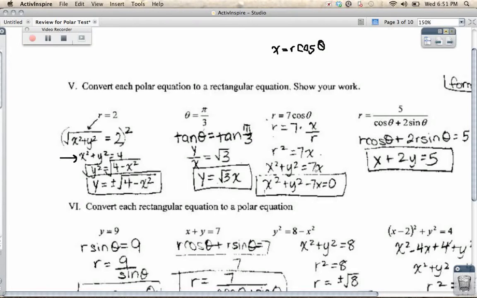Now you've gotten rid of all of the thetas and r's. So really what you're doing here is trying to get rid of all of the thetas and r's and replace them with x's and y's.